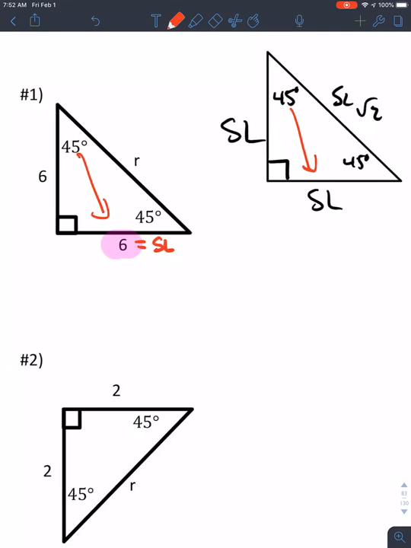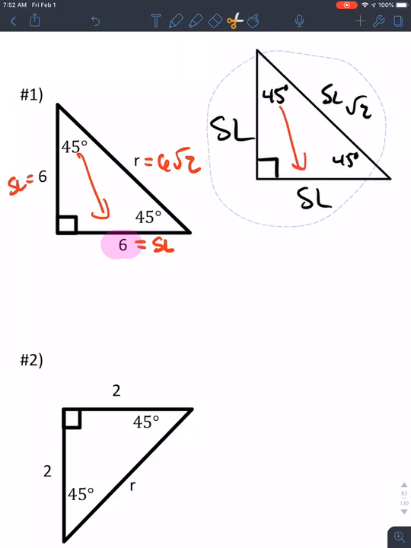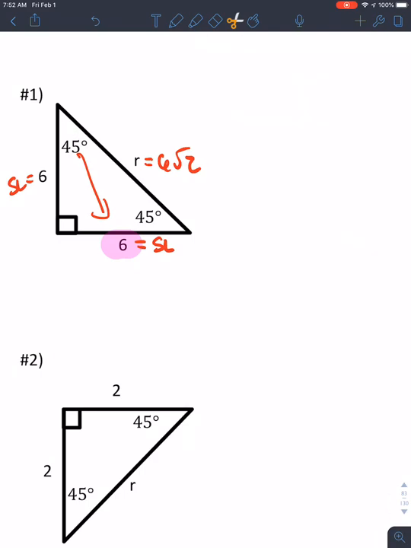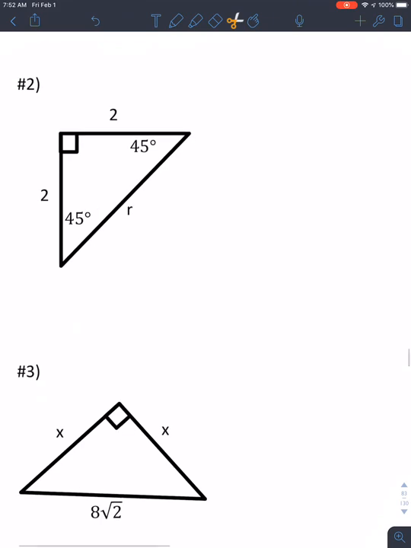Well, once you know what the short leg is, you know what everything is. The other short leg is 6, which the picture already shows. The hypotenuse is the short leg times the square root of 2. So that's 6 square roots of 2. Problem's over. Once again, this triangle that I drew here, you don't need to draw every time. Just use it for reference.